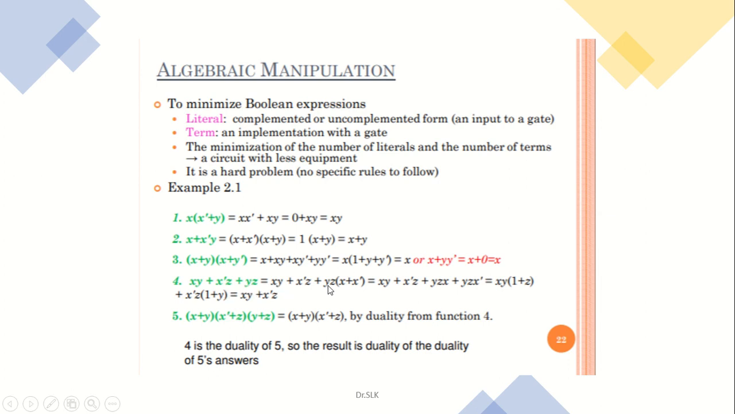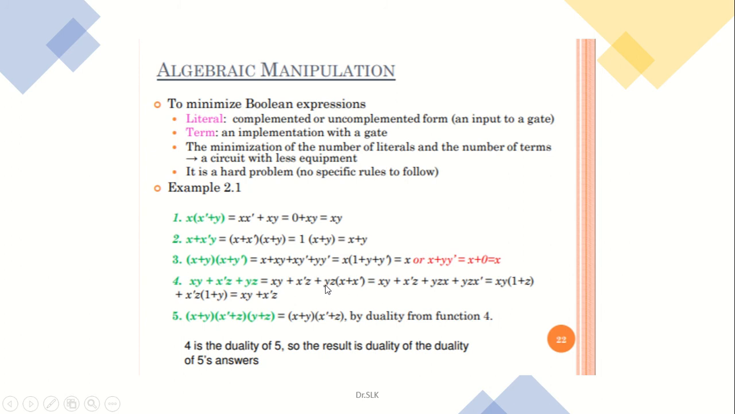What we can do here is multiply with this yz term. You multiply with your x plus x dash, and the value of x plus x dash should be equal to 1. So you can write it as xy plus x dash z plus yz, the same term, into yz into x plus x dash, the sum of a number and its inverse.